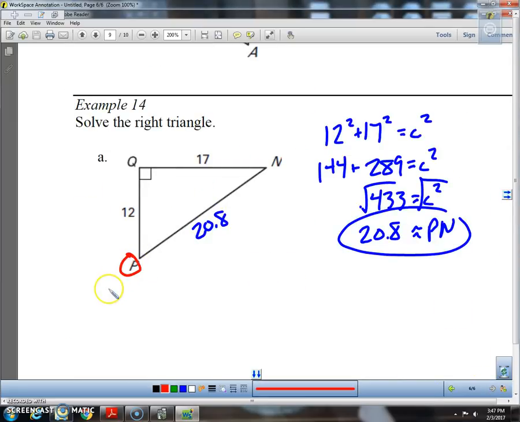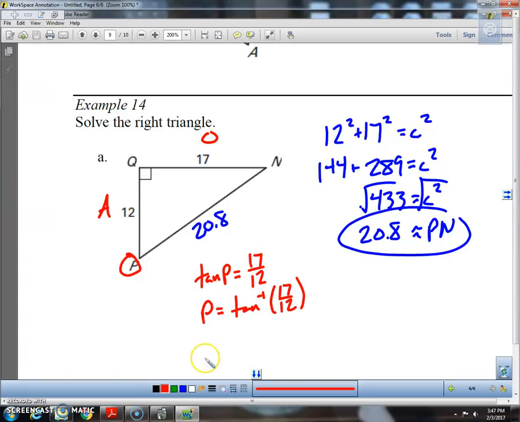So let's start with angle P. If this is my angle, what two sides am I going to use? I'm not using 20.8, that's for sure. That's a rounded number. Stay away from that. I'm going to use the opposite and the adjacent. So now this turns into exactly what the previous problems were. The tangent of P equals 17 over 12. P equals the inverse tangent of 17/12. P is about, I'm typing that in my calculator right now, 54.8 degrees.